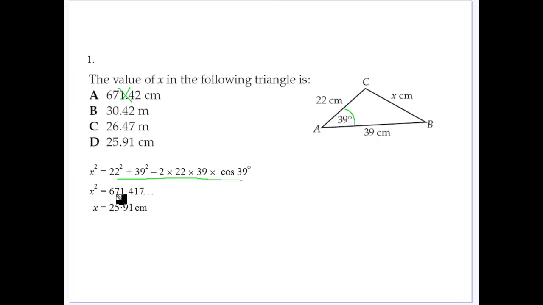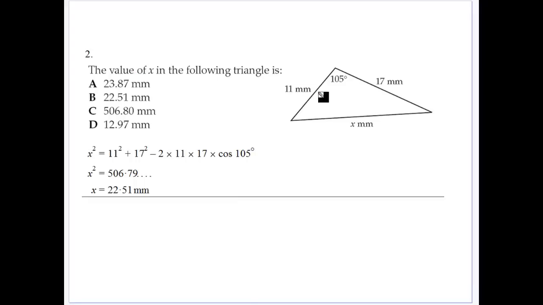So be really careful not to forget to take the square root, and make sure we calculate this correctly, because some people will calculate those parts, then calculate this part, and then do it in a few steps. Never do that. Put that all straight into the calculator and we get our correct answer.